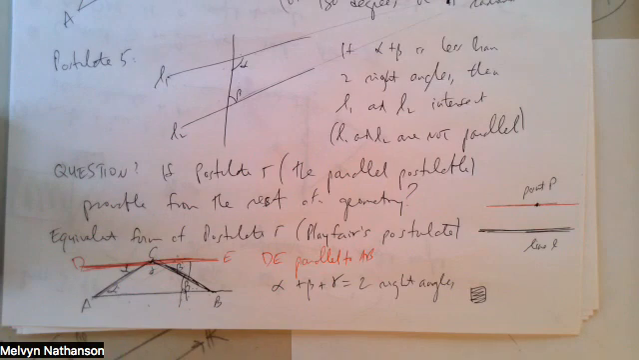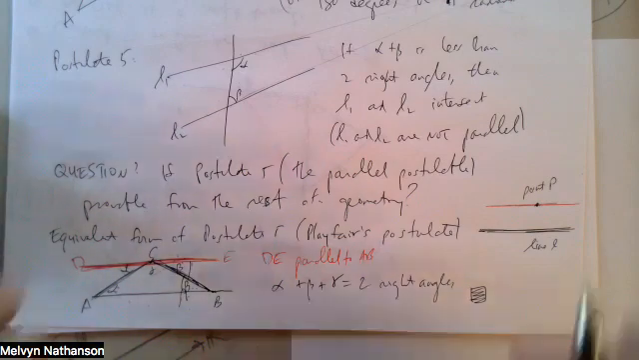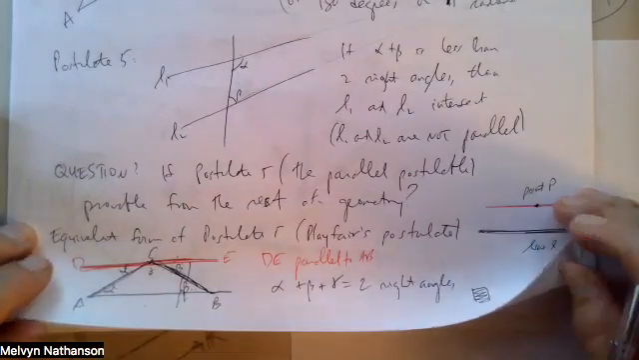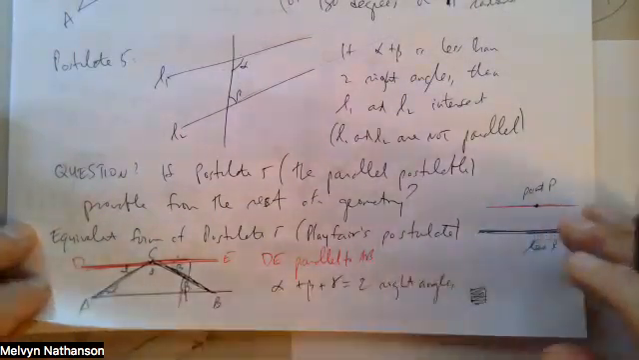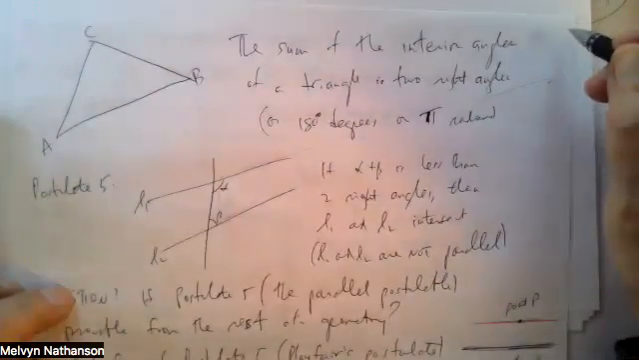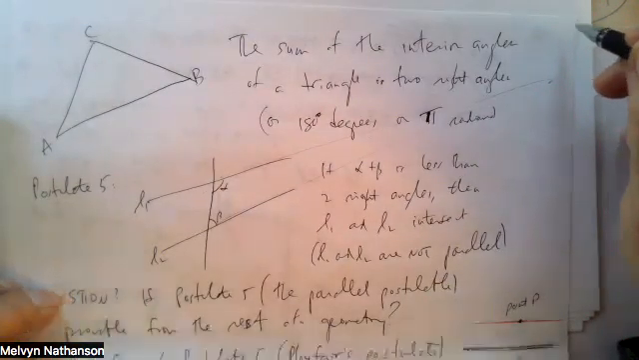So we use the parallel postulate to prove that the sum of the three interior angles of a triangle is 180 degrees, or pi radians, or two right angles.